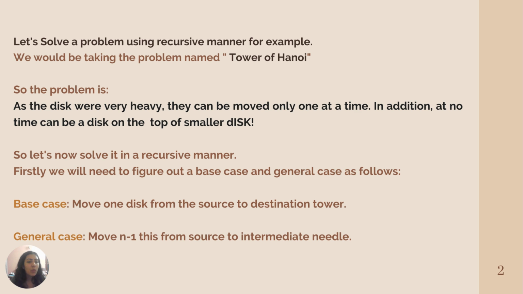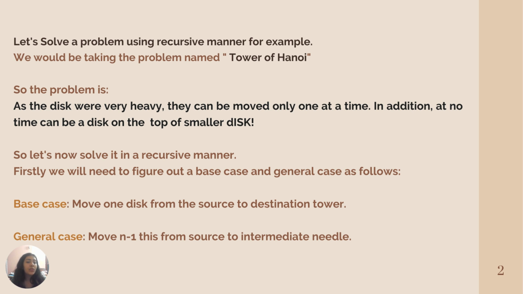Firstly, let's solve a problem in a recursive manner. For example, we would be taking the problem named Tower of Hanoi. So the problem is, as the disks were very heavy, they can be moved only one at a time. In addition, at no time can a disk be on the top of a smaller disk. So let's now solve it in a recursive manner.